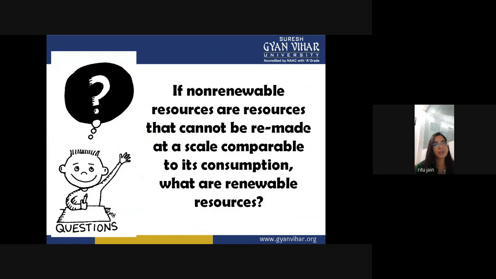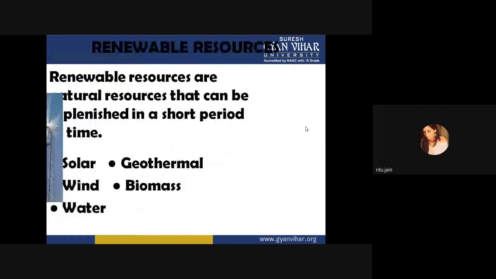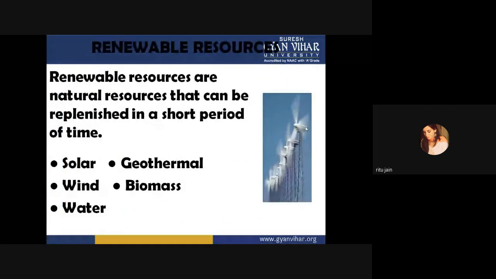Okay, so once it is finished, then what are the other sources by which we can get electrical energy? So now we come to the point, renewable resources. Now we will discuss what the renewable sources are and why we need these kinds of renewable sources. Renewable resources are natural resources that can be replenished in a short period of time. Okay, so solar, geothermal, wind, biomass, and water.